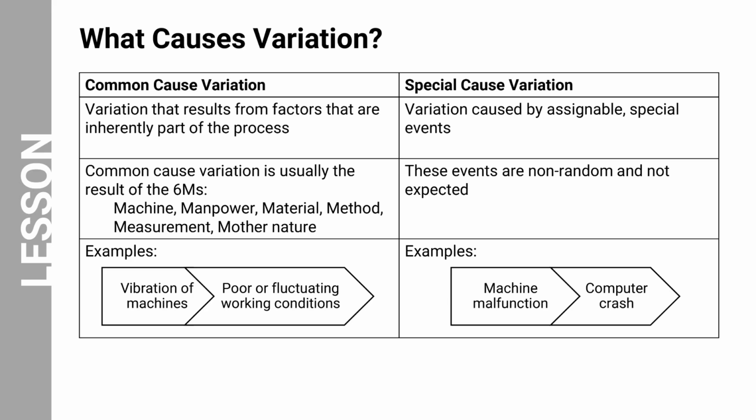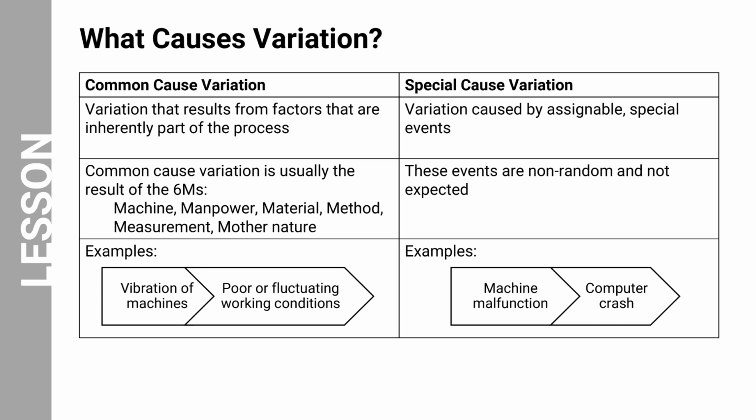Common cause variation is variation that results from factors that are inherently part of the process. Common cause variation is influenced by several process factors that act independently and randomly from one another. It is usually the result of 6 main factors: machines, manpower, material, methods, measurement, and Mother Nature. These factors are known as the 6 M's. Examples of common cause variation are vibrations in the machines and poor working conditions like temperature, noise, and lighting.